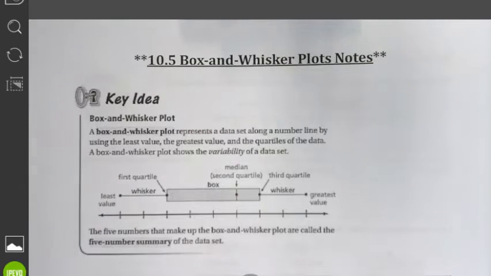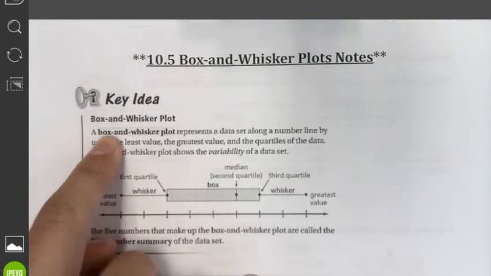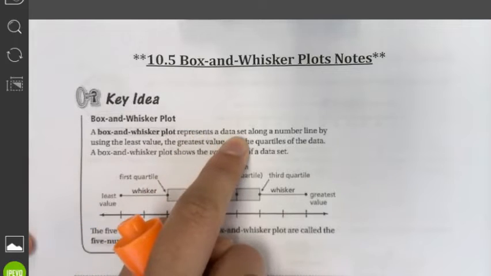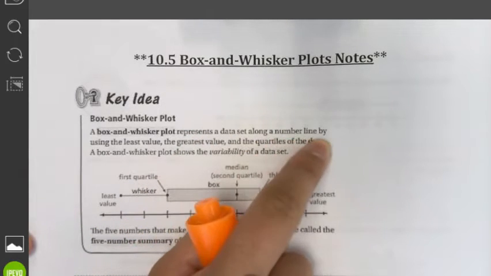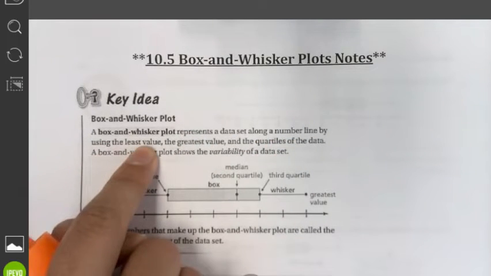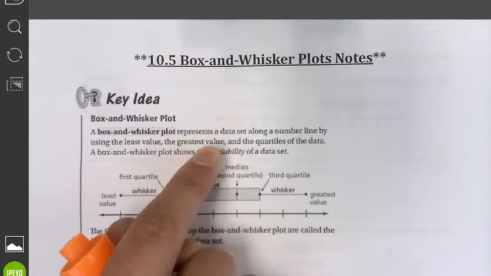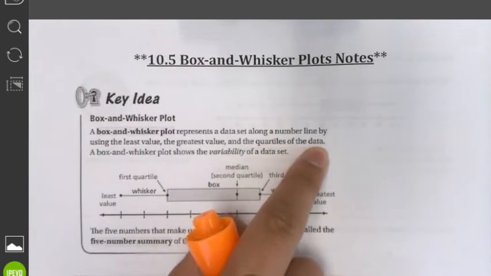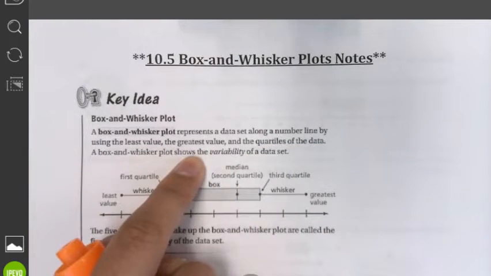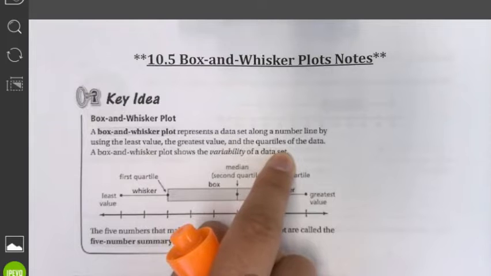Hi, today we're talking about section 10.5, box and whisker plots. A box and whisker plot represents a data set along a number line by using the least value, the greatest value, and the quartiles of the data. A box and whisker plot shows the variability of a data set.